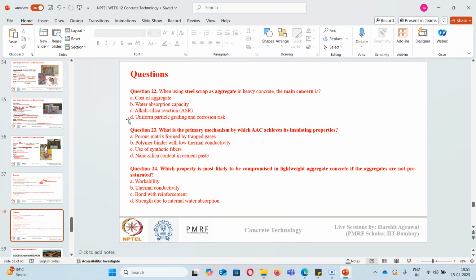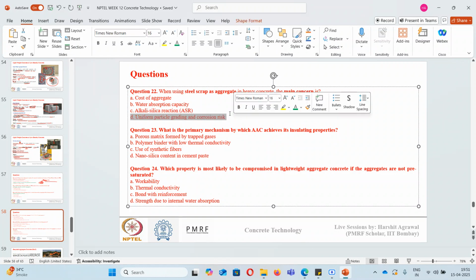So since we have very little time left, I will just tell you the answer for all these three questions. When I'm using steel scrap, what happens? Steel scrap is scrap, so it has an inconsistent size and shape. This inconsistency can affect the compaction and the strength of the concrete. That is one point. And since it is steel, it can be subjected to corrosion, which is also a major durability concern. So that's why the correct answer is D.